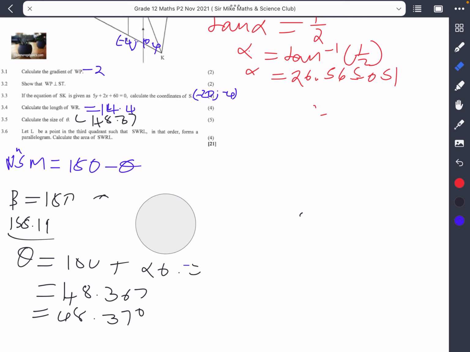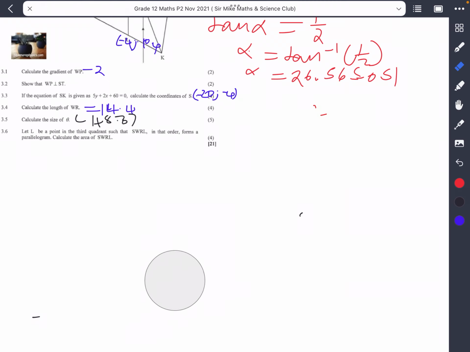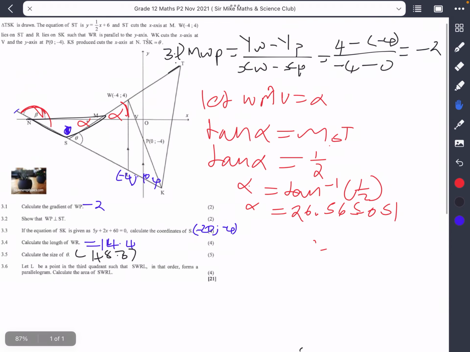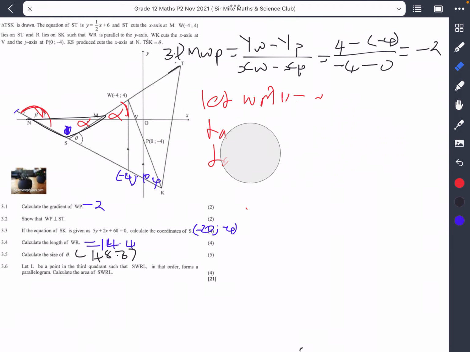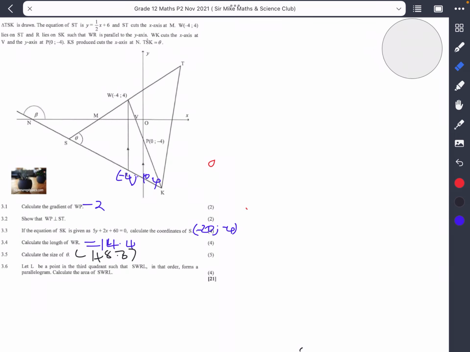So in this case, the last question, they say, let L be a point in the third quadrant such that, let me scroll up so we go to our diagram. So in this case, they say, let me erase that again. Forgive me, ladies and gentlemen, about the erasing and taking a lot of time there. Let me erase what I think is not important.